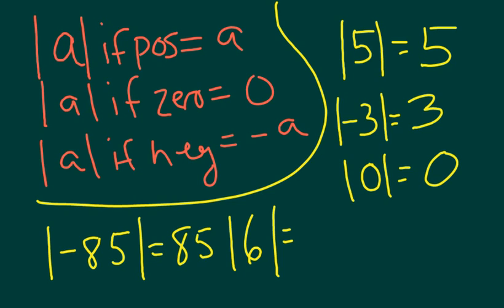Okay. 6. Absolute value of 6. How far? It's 6. It's positive, so it's going to be 6. Okay, easier than you thought.